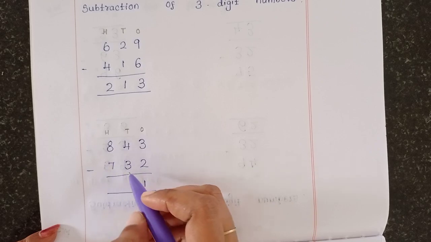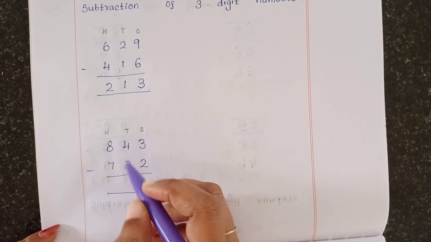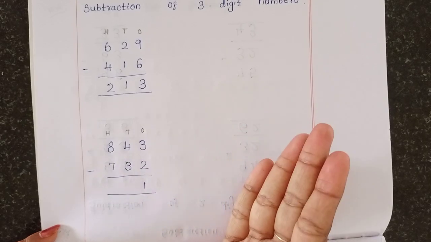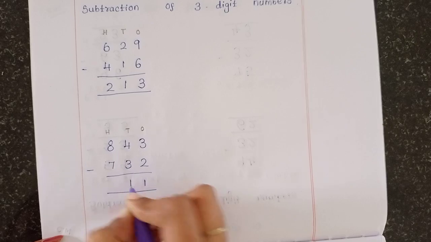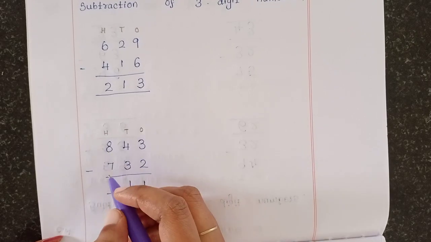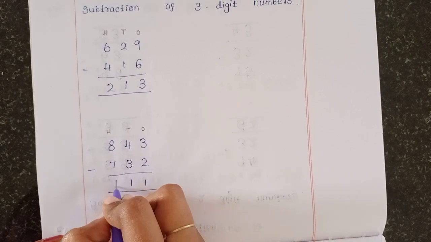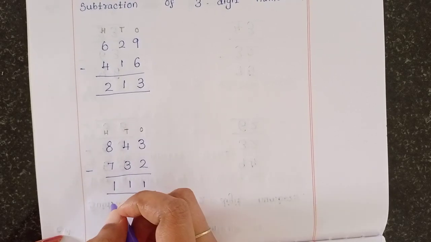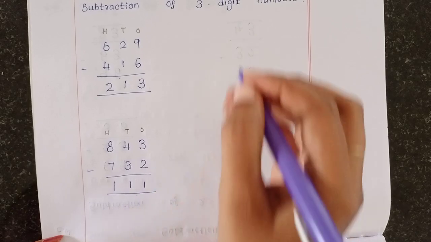Then 4 minus 3. Subtract the tens column. 4 minus 3, you cut 3, remaining 1. Then 8 minus 7, remaining 1. So the answer is 111.